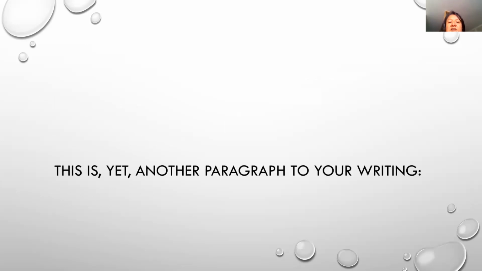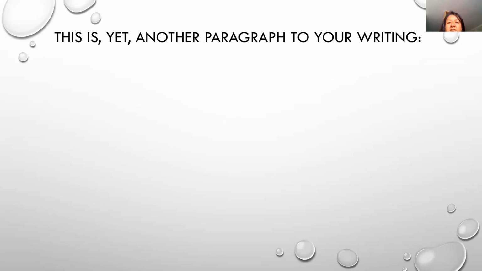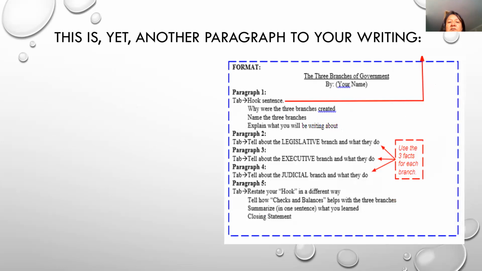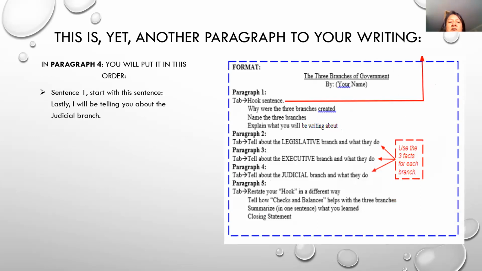And then you're going to continue on to yet another paragraph of your writing. You're going to be doing paragraph 4. You will put it in this order. Sentence 1, start with this sentence. Lastly, I will be telling you about the judicial branch.